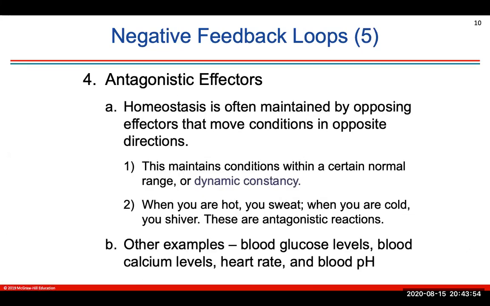Antagonistic effectors: homeostasis is maintained by opposing effectors that move in opposite directions. The best example of this is when you're hot, you sweat, and when you're cold, you shiver. And this is just an example of antagonistic reactions. And again, other examples are blood glucose levels, blood calcium levels, which have to do with your skeletal system, your heart rate, and your blood pH.